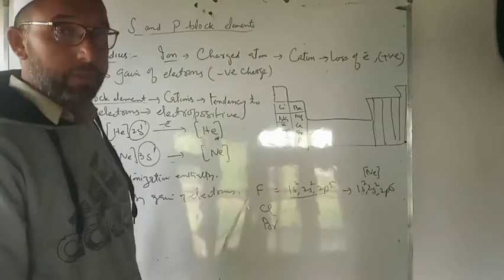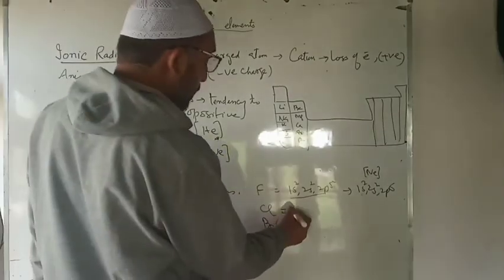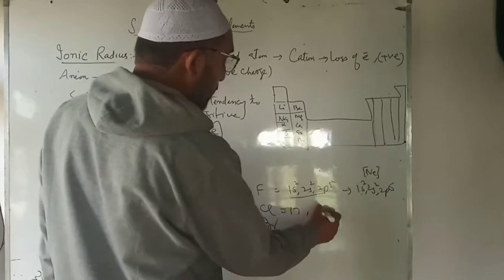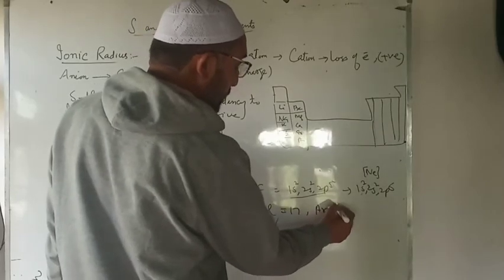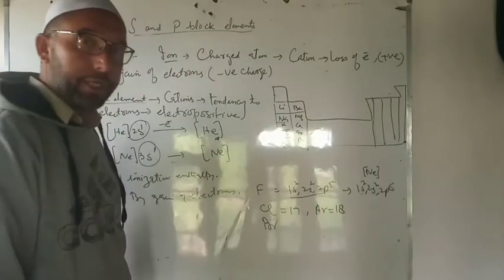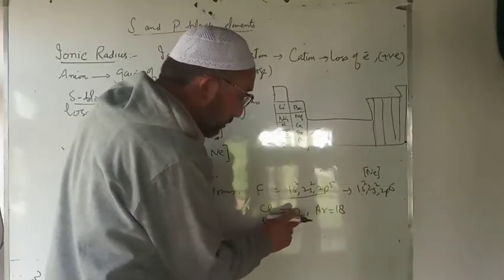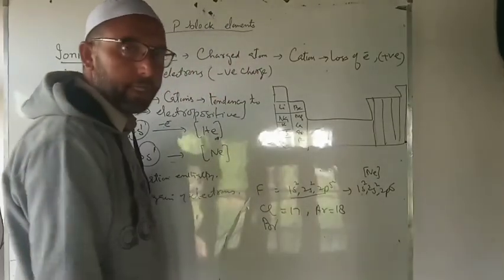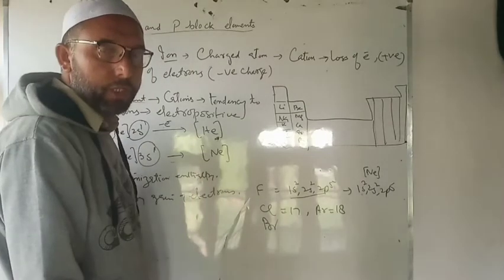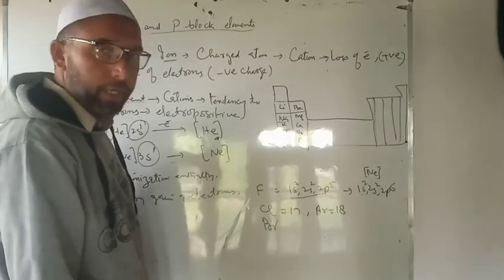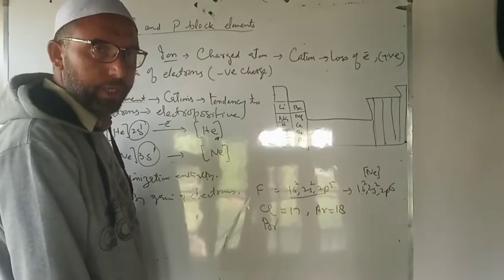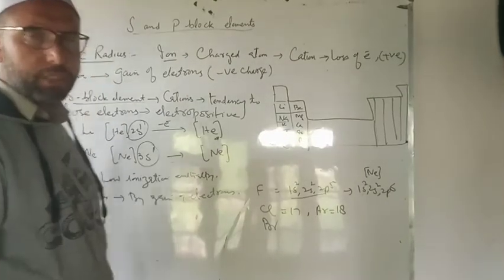And the same is the case with chlorine. Chlorine has atomic number 17, while argon, the other noble gas, has atomic number 18. That means chlorine is one electron shorter than argon. If you provide this one electron to chlorine, it will get converted into a noble gas configuration. And the same is the case with other atoms of the same group.